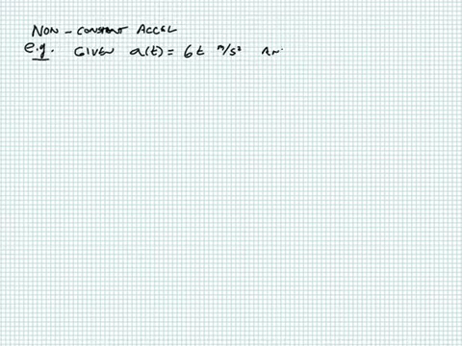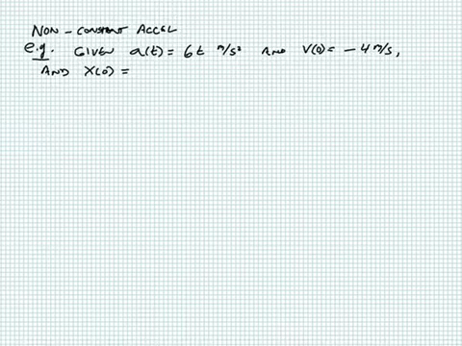So for example, let's say that we're given that the acceleration as a function of time of a particle is 6t in units of meters per second squared. And we're also given that the initial velocity at time equals 0 is minus 4 meters per second, and the initial position at time equals 0 is 0 meters. And time is greater than or equal to 0 seconds.